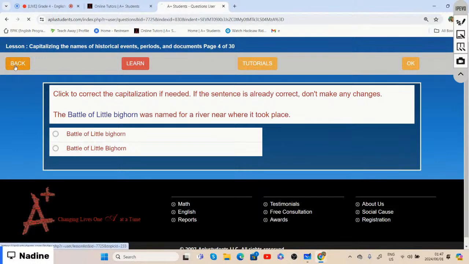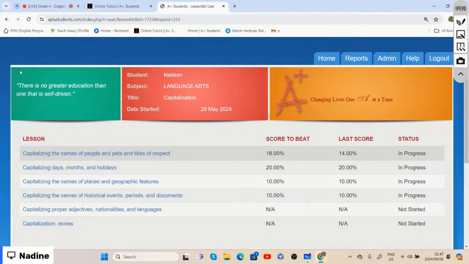All right, so that is the end of our lesson on capitalizing names of places and geographical features, as well as capitalizing the names of historical events, periods, and documents. And when we capitalize all those important places and documents, we capitalize the first words, and that is just to place emphasis on the importance of the documents, of the periods, of the events, right? All right, so that is the end of our lesson.